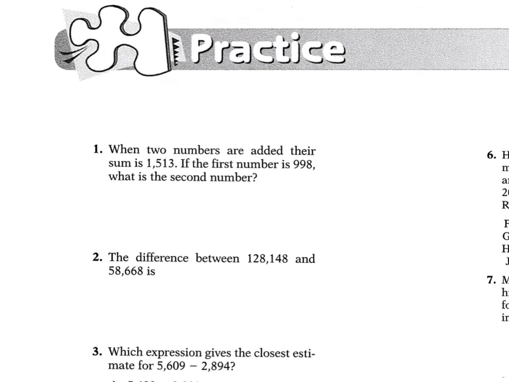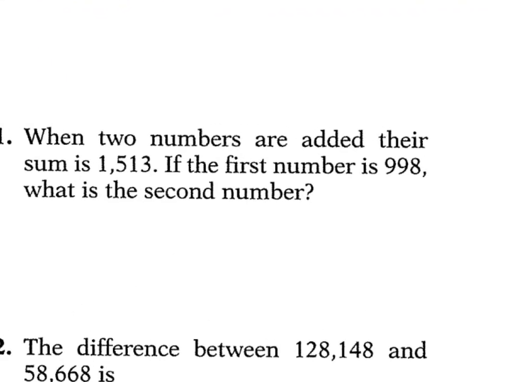Number 1, when two numbers are added, their sum is 1,513. If the first number is 998, what is the second number? So here we need to subtract to find our second number. So we have 1,513 minus 998.